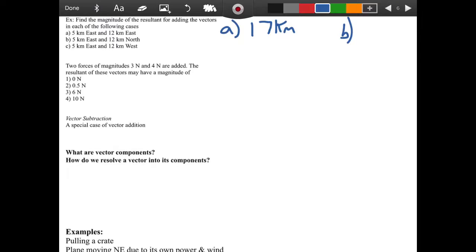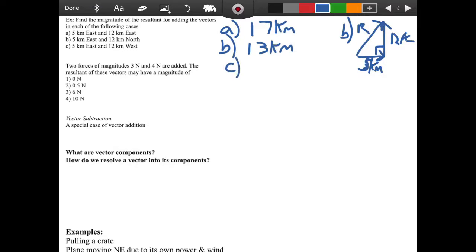So again, I like to draw a picture, but we'll have 5 and then 12. And again, this is another special right triangle, so I don't even have to do math. If I could draw a 5. So here's a right triangle. Here's the resultant. So B, that should be 13 kilometers, because that's a special right triangle.